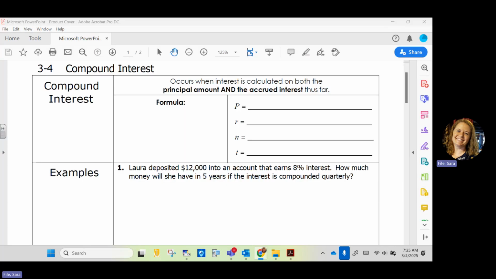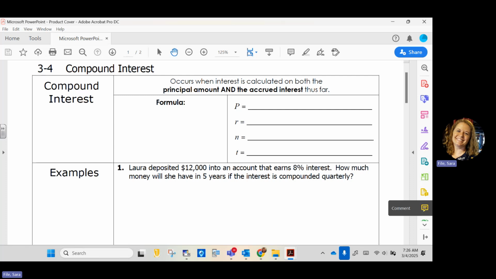All right, so compound interest. Compound interest occurs when interest is calculated on both the principal amount and the accrued interest so far. You may not be familiar with this, maybe because you don't have any accounts or credit cards or anything that's earning or charging interest. But you might be familiar. I don't know, I'm not going to assume. But there is a formula for compound interest that we're going to write down, and then we're going to define all of the variables, all of the letters that are in it.